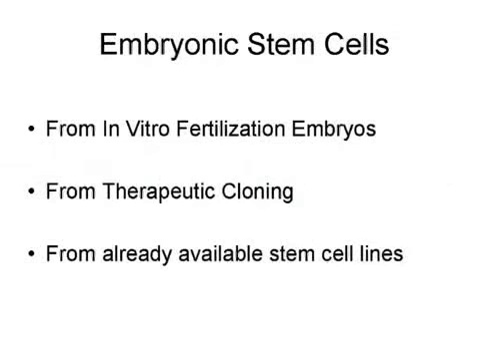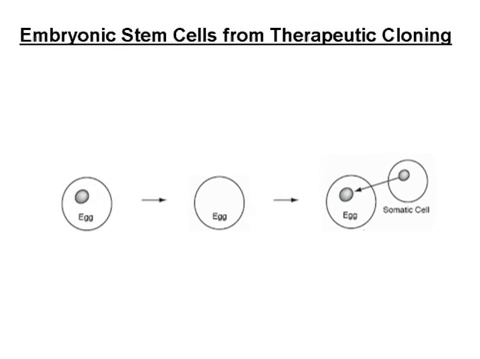As we stated earlier, we can also obtain embryonic stem cells through therapeutic cloning. Therapeutic cloning is also known as somatic cell nuclear transfer. In therapeutic cloning, the nucleus of an egg is removed and replaced with the nucleus of a somatic cell. All body cells are called somatic cells, so this could be a skin cell, lung cell, heart cell, or any other type of body cell. Egg and sperm are called sex cells, and they are not the same as the rest of the body cells.